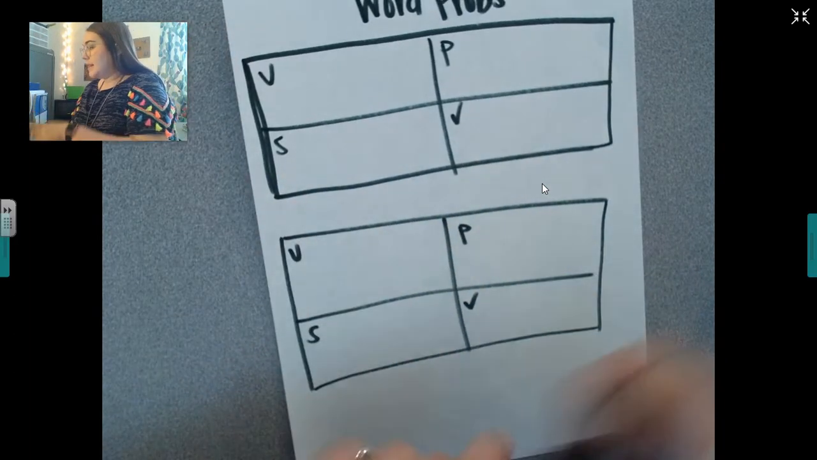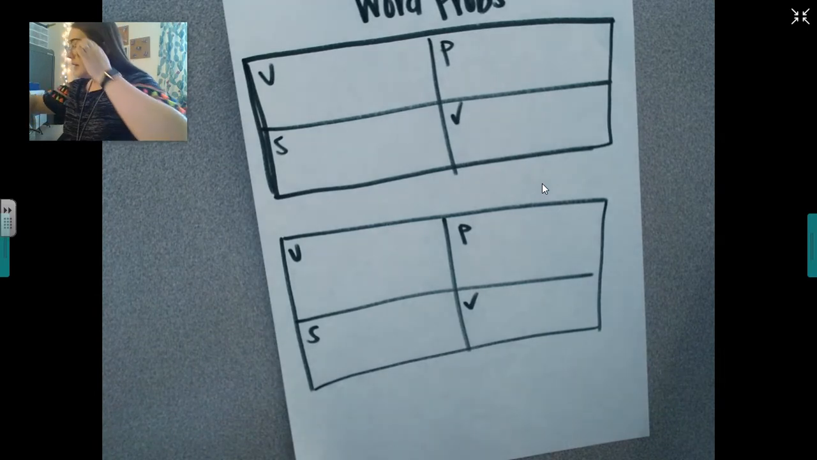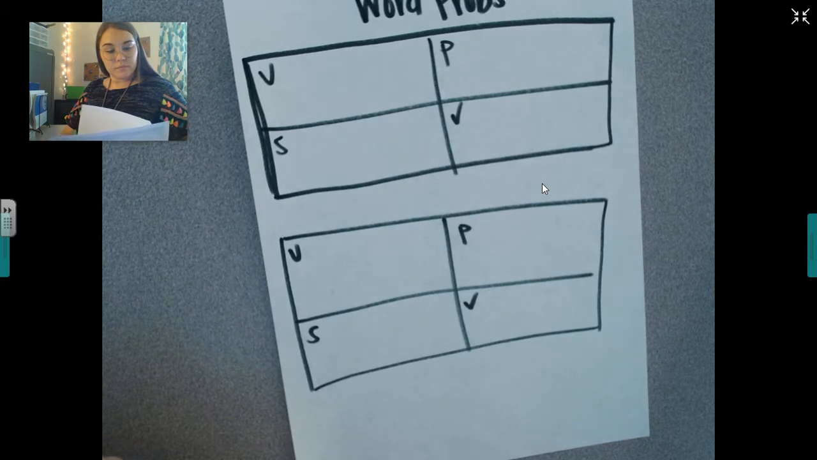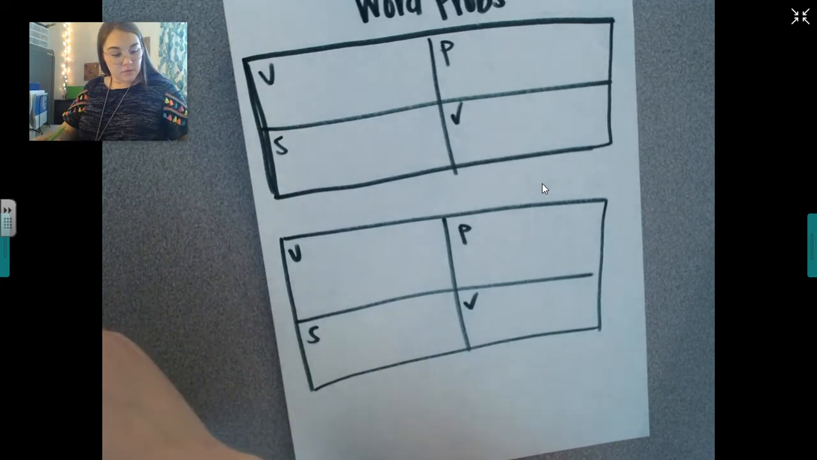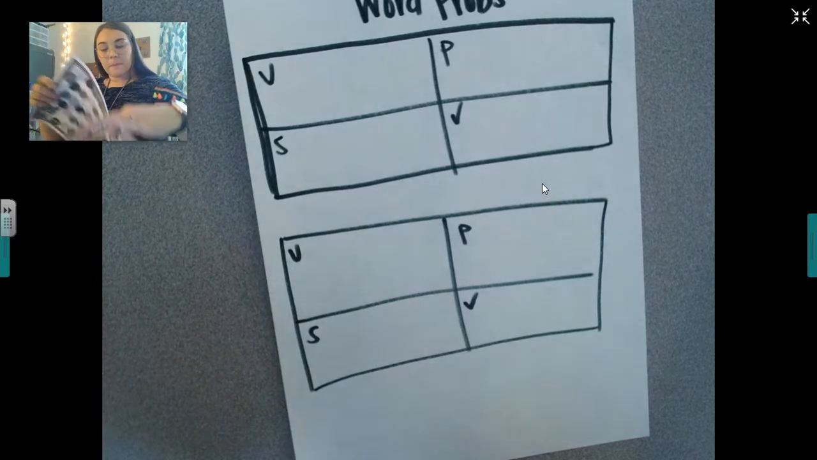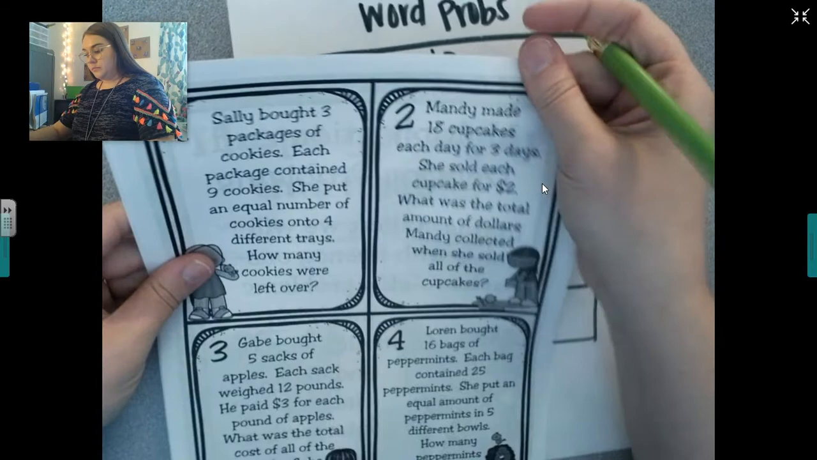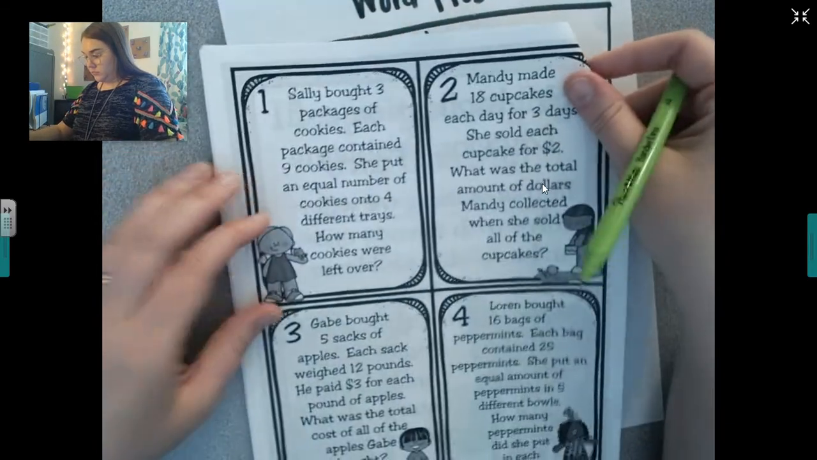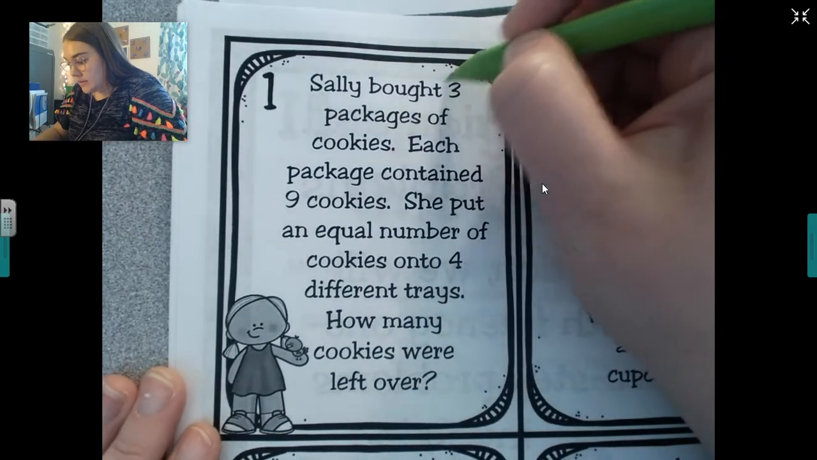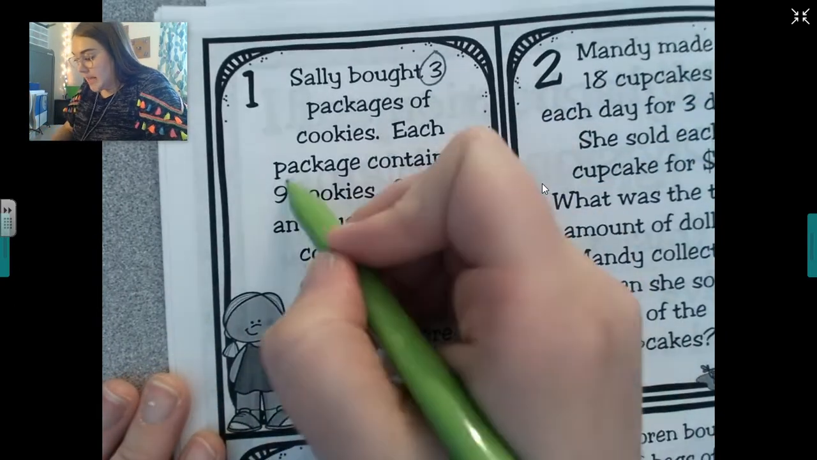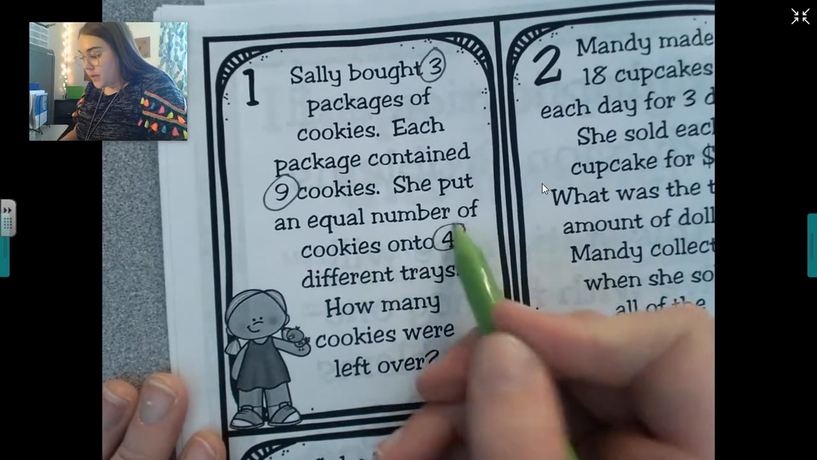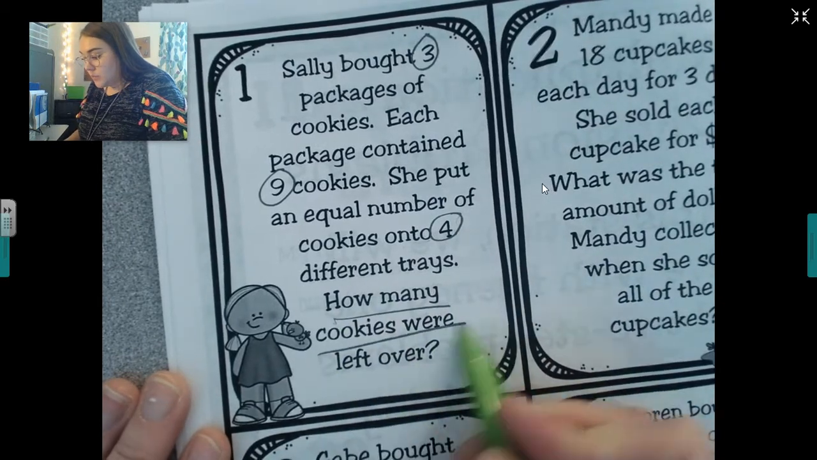All right, let's get started. I want to do this one. All right. Sally bought 3 packages of cookies. Each package contained 9 cookies. She put an equal number of cookies into 4 different trays. How many cookies were left over?